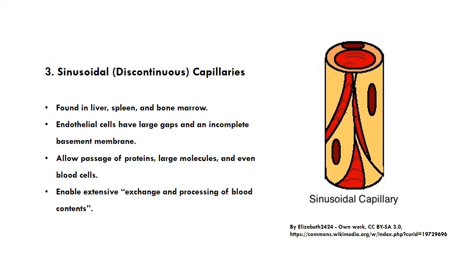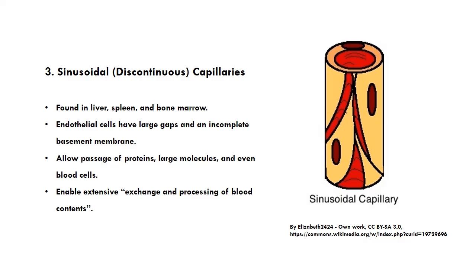Finally, we have sinusoidal capillaries, also called discontinuous capillaries. These are found in the liver, spleen and bone marrow. Here the endothelial cells have large gaps and even an incomplete basement membrane. This makes them the leakiest type of capillary, allowing not just fluids but also proteins, large molecules and even blood cells to pass through. They play a key role in filtering, cleaning and processing blood contents.